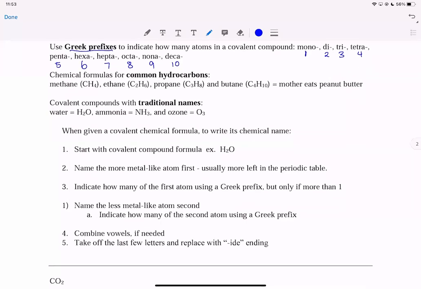There's just a few other things you need. This is the mnemonic I mentioned, mother eats peanut butter. This is 1 carbon, which is methane, that's CH4.